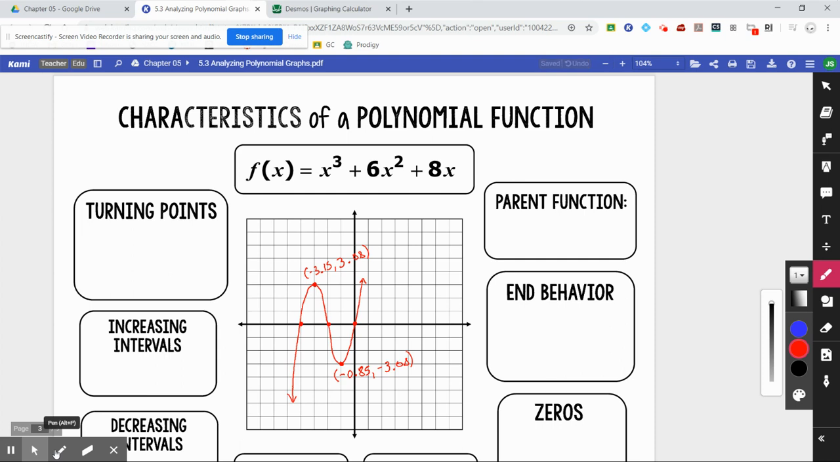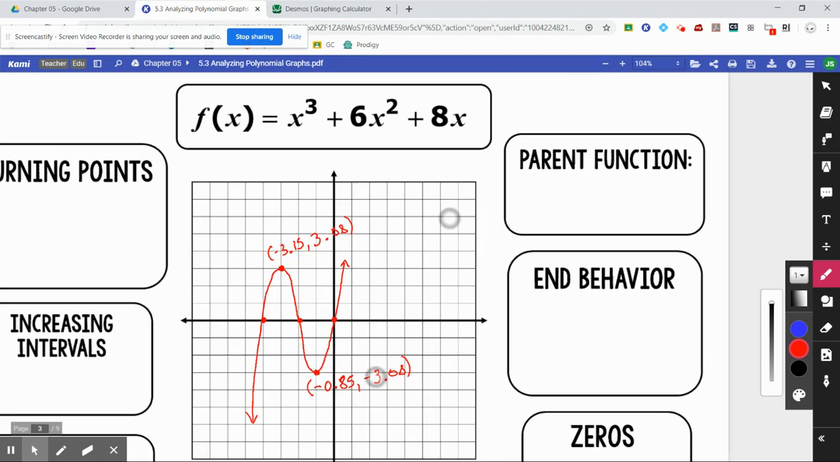Okay, in this video, we're going to complete a graphic organizer based on the characteristics of a polynomial function. We're going to put all of this stuff together into one graphic organizer just to remind you how to find each piece. And notice I've already graphed it. I've already plotted and labeled these maximum and minimum points here. So let's go ahead and go through this.